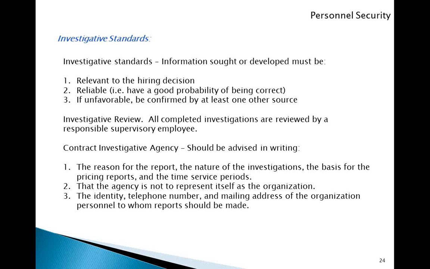Whenever you're doing an interview, whether it's you or a contract agency, the identity, telephone number, and mailing address of your organization, and specifically who in your organization the investigative report goes to, has to be delivered to whoever you're interviewing and talking to. So, ta-da, there you go.